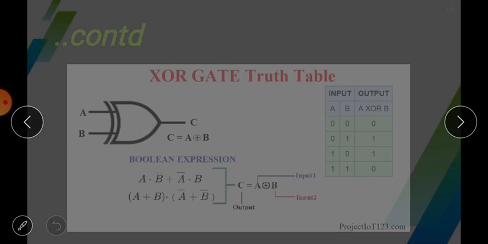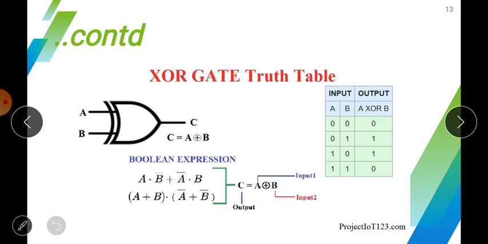There is one condition, as you can see in the Boolean expressions while solving the XOR gate. It is written in the form C is equal to A plus encircled B, and when you expand this expression, the full form of the expression is A dot B not plus A not B. So this is the complete Boolean expression, and this is the XOR gate symbol.